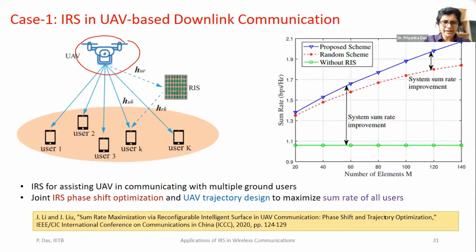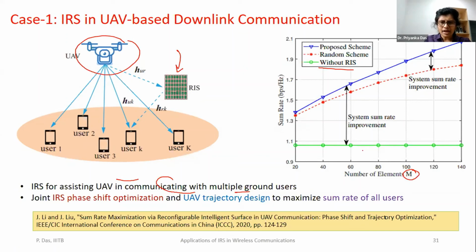So now see, IRS is assisting UAV in communicating with multiple ground users. Fine. What's my problem? I am including one more IRS. How will it give better performance with IRS versus without IRS? When you do not have any IRS, your performance is flat with the number of IRS elements, obviously. We are talking about the sum rate of all the users.